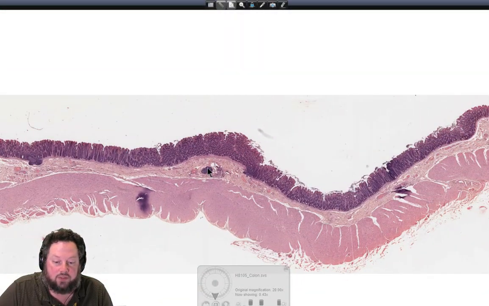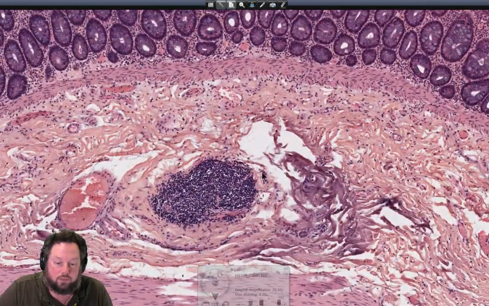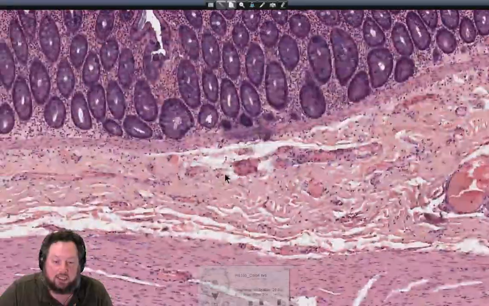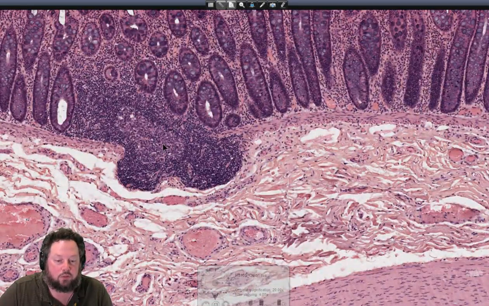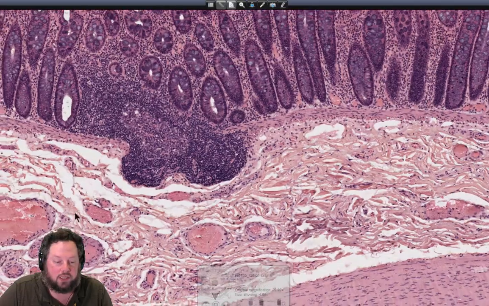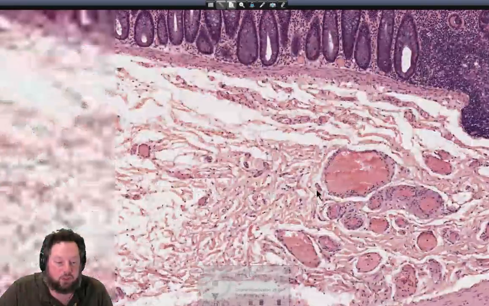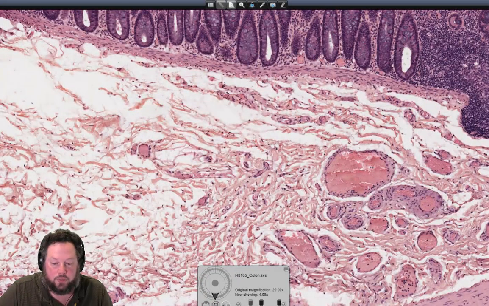Sometimes we can have these accumulations of malt. You can see a little accumulation here, and there's another one along the length over here as well. You can see that's mucosal based, just sort of peeking a little bit into the submucosa there. Lots of these blood vessels here in the submucosa.